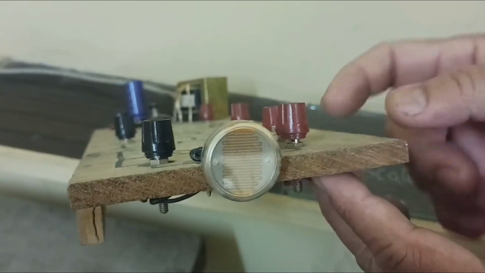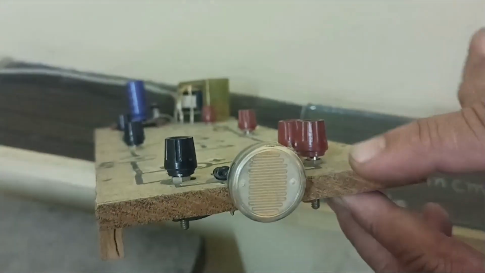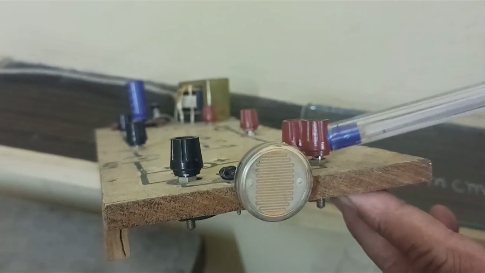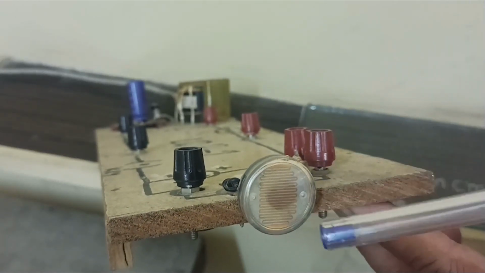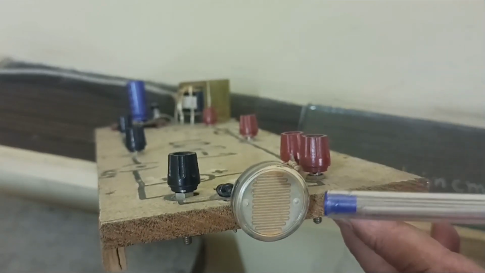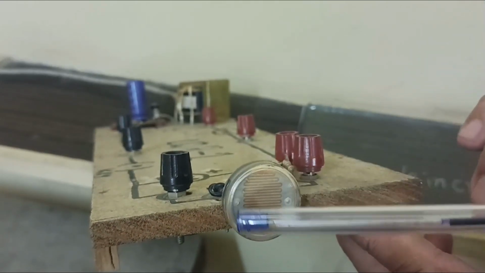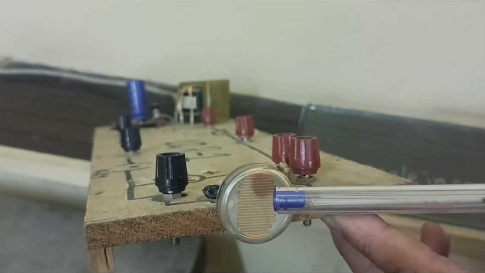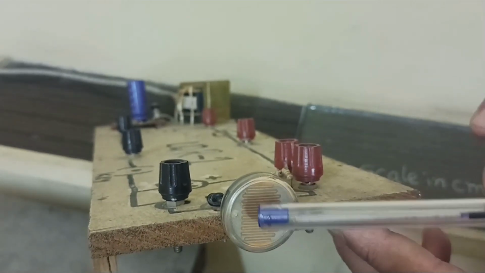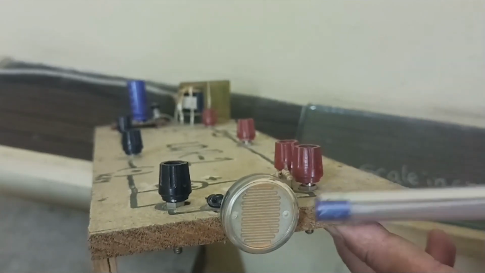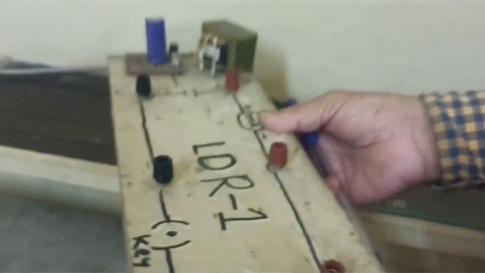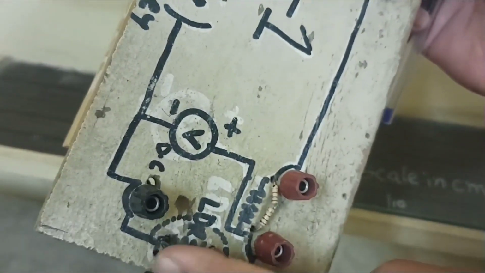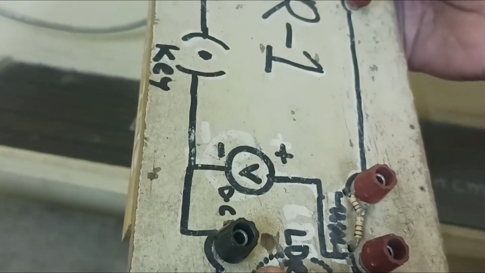LDR looks like this. Okay, you just see here. In between there are a lot of tracks, and whatever light comes from this focus lamp will fall on this area. When the light falls, its resistance changes with respect to the intensity of light. This is how it looks. You just see here, these are the two terminals. One terminal is above and the other is the bottom terminal. They have to be connected here.